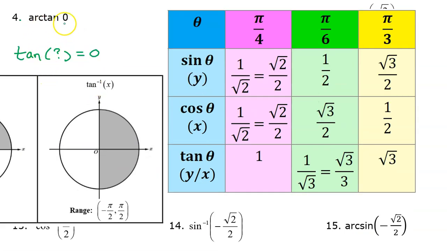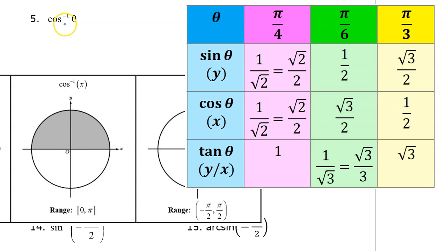To evaluate the arc tangent of 0, you ask yourself the tangent of what angle is equal to 0. Tangent is the slope of the terminal side. So at what angle is the slope of the terminal side going to be 0? A horizontal line has a slope of 0. So tangent will be 0 here at 0 radians and then again at pi radians. However, the range restriction for arctangent is negative pi over 2 to positive pi over 2. So we can only use 0 radians. So that's the answer.